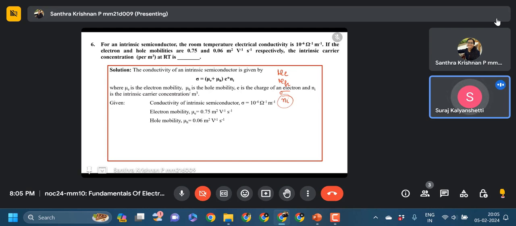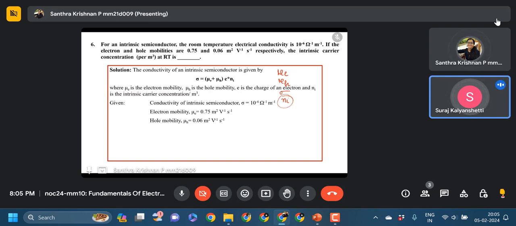Just tell me the values of nu E and nu. Nu is 0.75, and then nu H plus is 0.06. And E is coulombs, right? Sorry, E is your elementary charge, that is the charge of the electron.